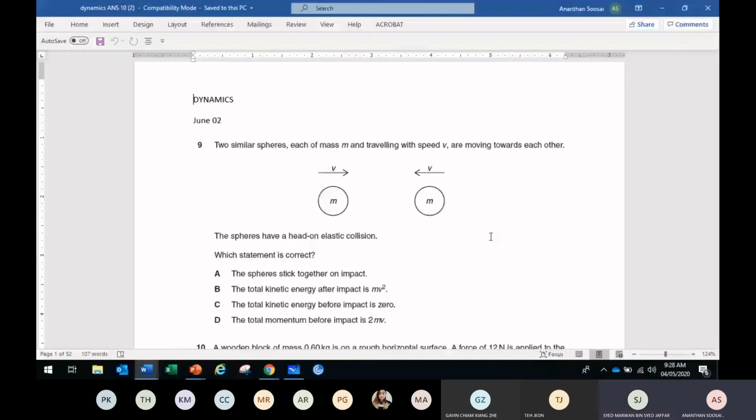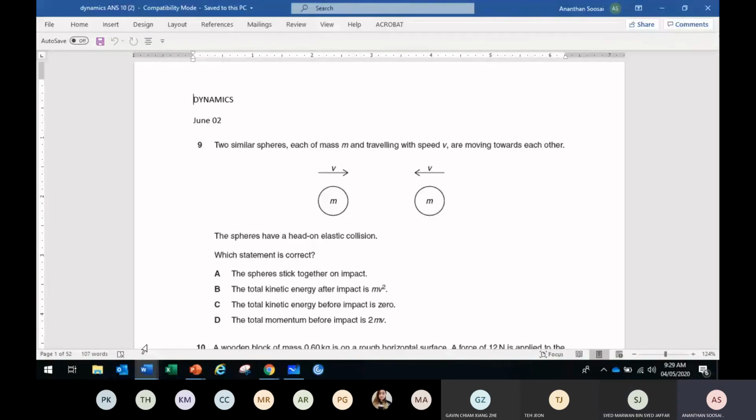So which statement is correct? What's the answer? D. Okay, elastic collision. Another feature of an elastic collision is that after they collide, they won't stick together. If they stick together, we say it is a perfectly inelastic collision. If they collide and move separately, it could be elastic or it could be inelastic, but 99.9% it is inelastic.